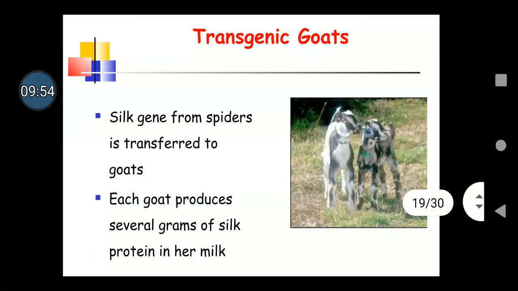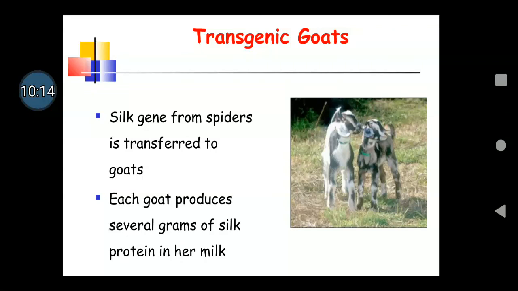The next is transgenic goat, capable of producing spider silk. Spider gene is taken and the silk gene from the spider is transferred to the goat. Each goat produces several grams of silk protein in her milk.